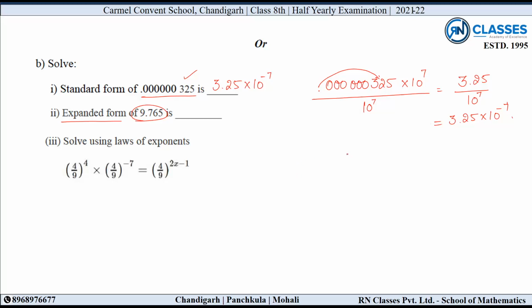Now, the second one, expanded form. 9.765 in expanded form. This was standard form. I'll write it here so there is no confusion. This was standard form, and now expanded form.